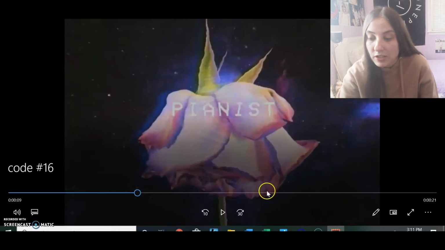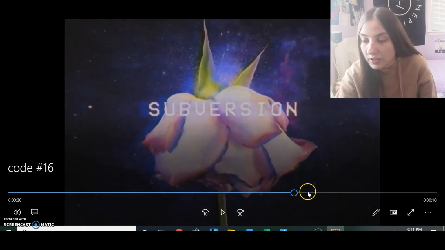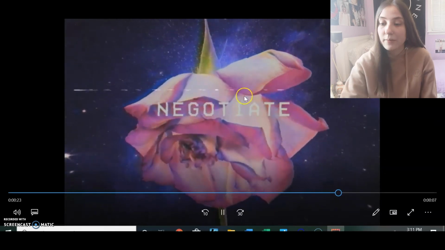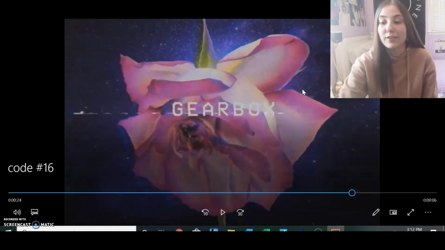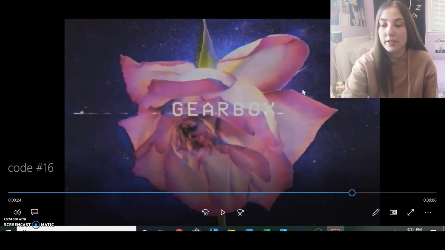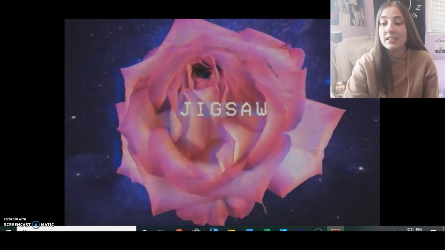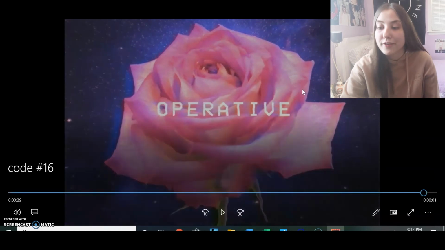So if we go back to the video and fast forward here, the flower is still kind of wilted. And then by gearbox, we can see the middle of the flower again, it's opening again. Gearbox, jigsaw, and then it's finally totally open again at operative.